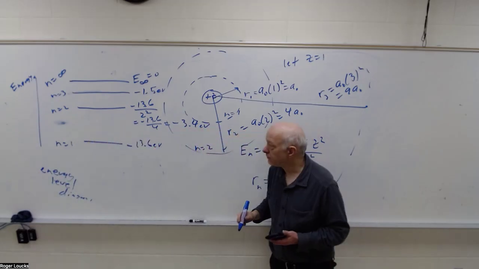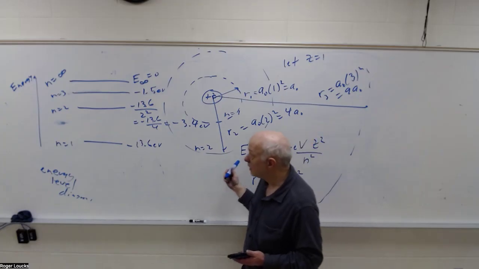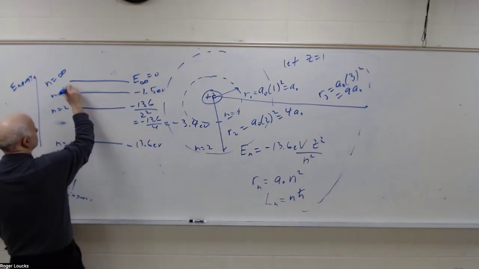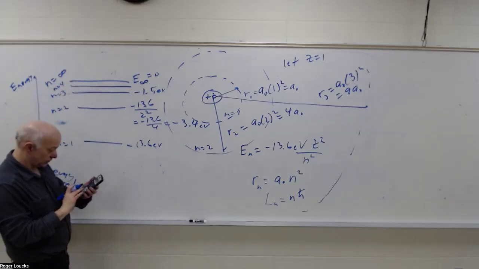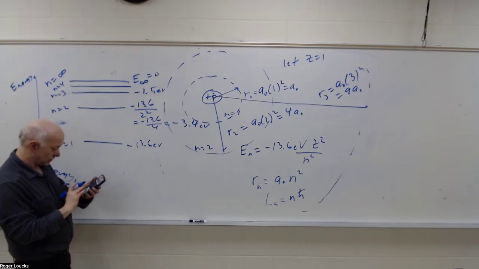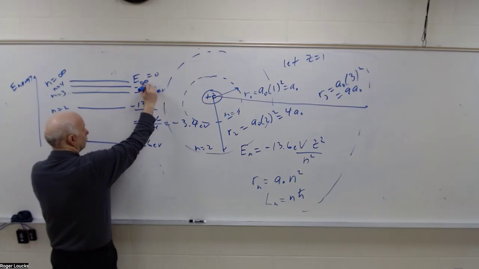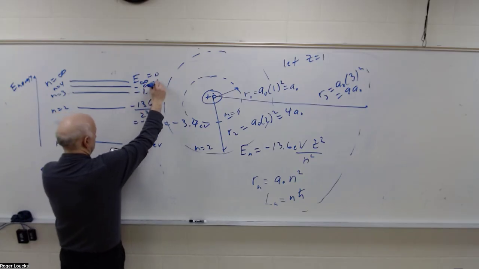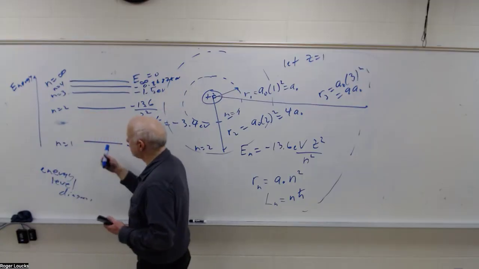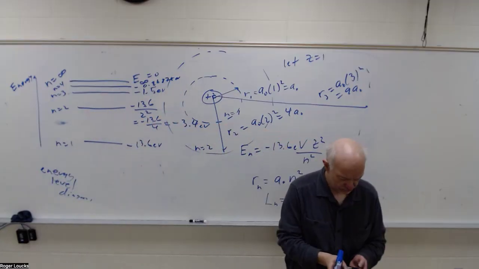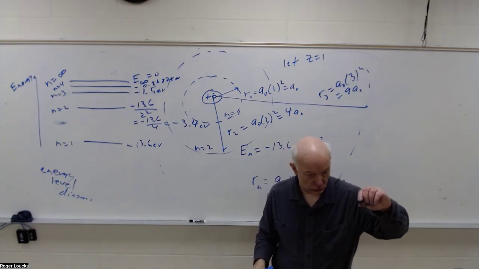And I can also have n equals 4. This goes out to 16 now. N equals 4 is basically up here. I divide 13.6 by 4 squared, which is 16. This is now minus 0.85 eV. What's happening to these energy levels for the hydrogen atom? The gaps between them are getting smaller and smaller. They're getting crunched together.